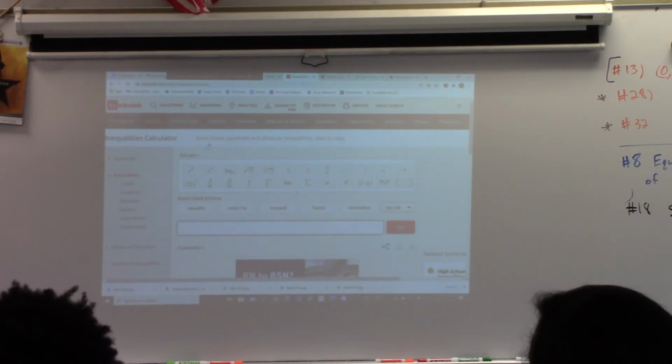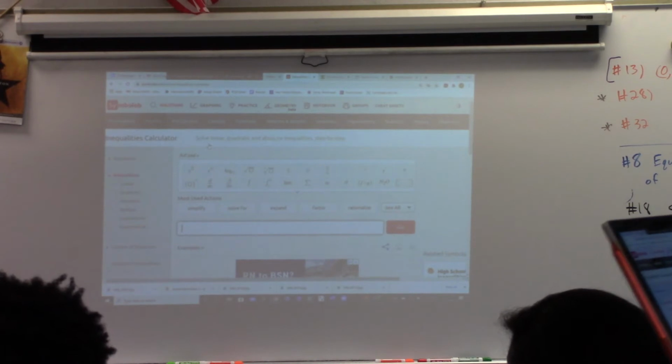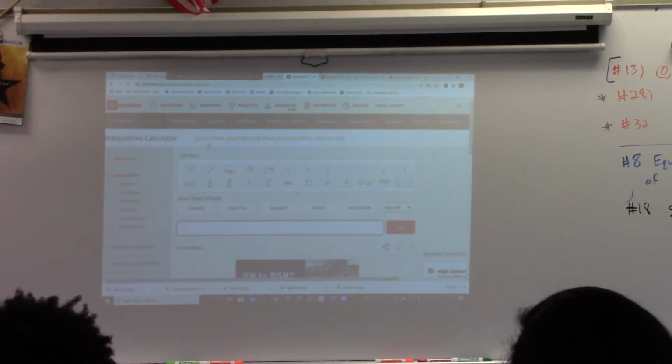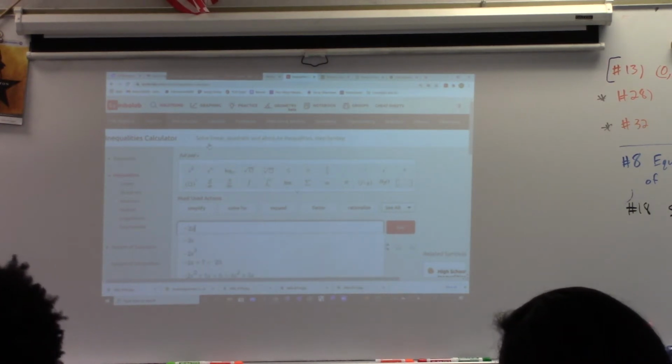Our problem? When you say our problem, our what? What is our problem in mathematics? What's the name for negative 2x plus 3 is greater than or equal to 6? Inequality. There we go. So type out your inequality.